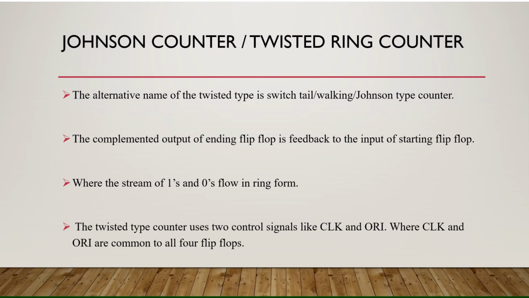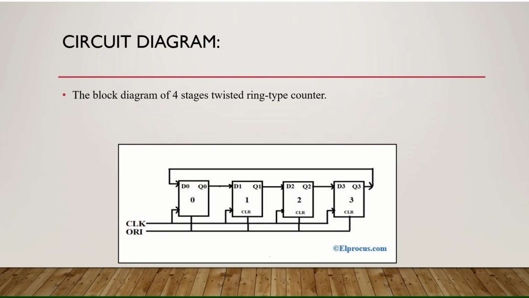Next we'll see Johnson counters. They are nothing but twisted ring counters. The alternative name of the twisted type is switch tail or walking Johnson type counter. The complemented output of the ending flip-flop is fed back to the input of the starting flip-flop, where the stream of ones and zeros flows in ring form. The twisted type counter uses two control signals like clock and reset, where clock and reset are common to all four flip-flops. This is the block diagram for the Johnson counter.